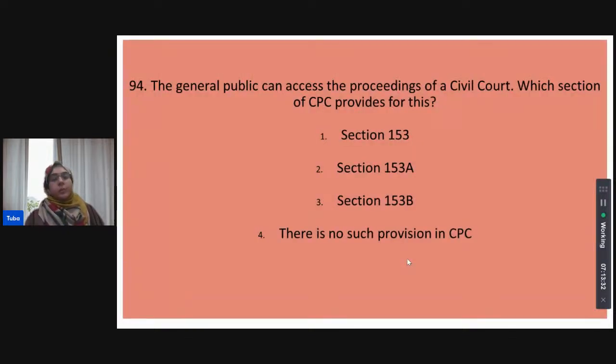94. The general public can access the proceedings of a civil court. Which section provides for it? Accessing the proceeding of a civil court by the general public. Is it section 153, section 153A, 153B, or is there no such provision in CPC and the statement stated right there is false?